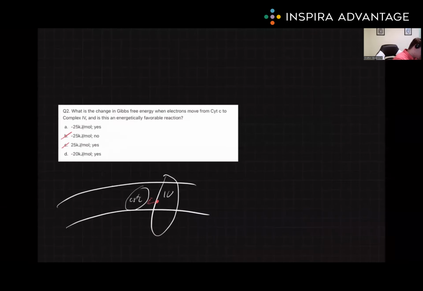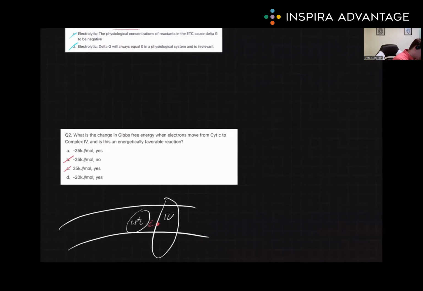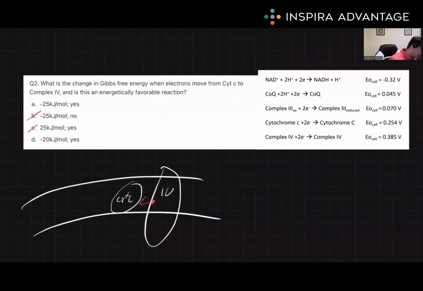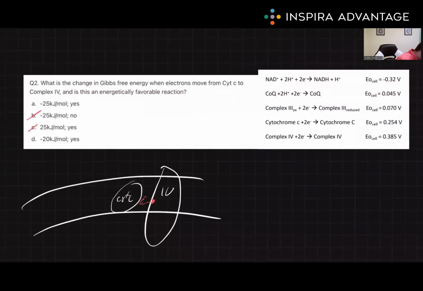All right, to do this, we need some numbers. So let's find what relevant information. We know that we need our cytochrome C, so that's right here. And we know we need our complex 4, which is down here. All right, and again, from that first video, we talked about, okay, we know we have a galvanic cell, so we need to get a positive E value.